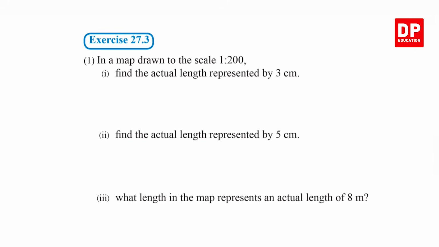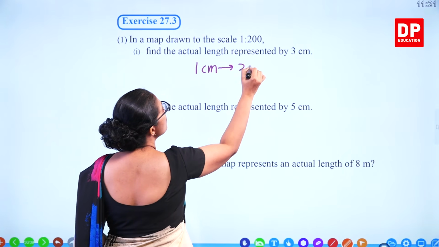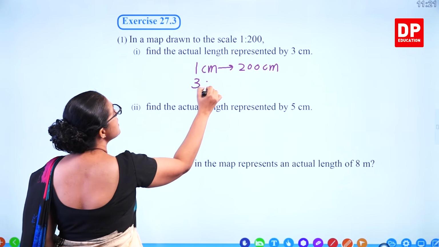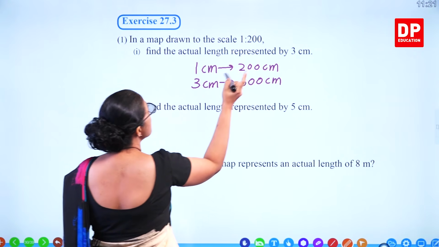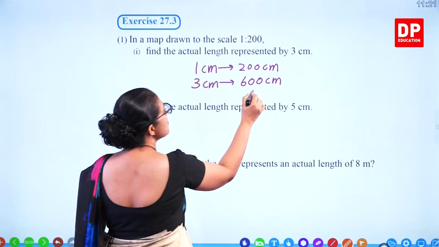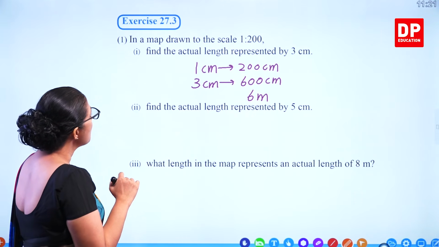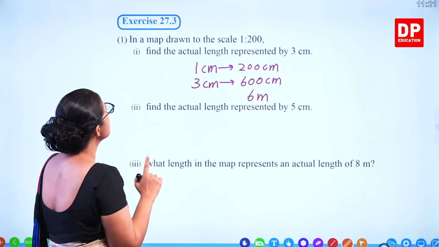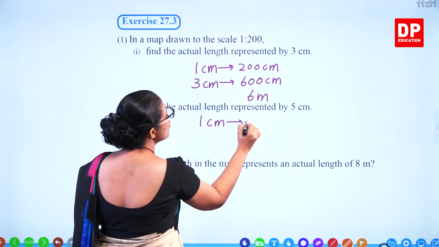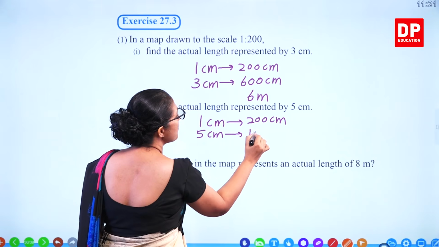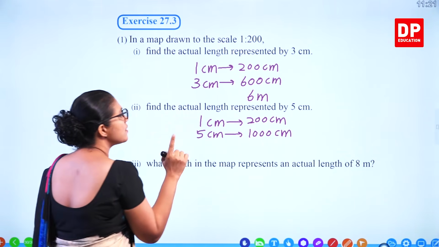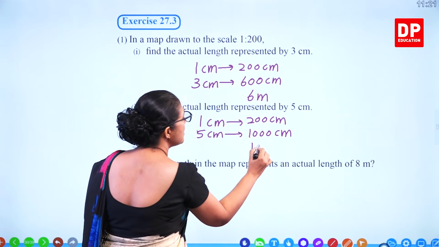Exercise 27.3. In a map drawn to the scale 1 to 200, find the actual length represented by 3 centimeters. 1 centimeter represents 200 centimeters. What about 3 centimeters? Multiply by 3. 3 times 2, 600 centimeters. Or you can convert to meters and write 6 meters. Find the actual length represented by 5 centimeters. So 1 centimeter is 200 centimeters. 5 centimeters means multiply by 5, 1,000 centimeters. So divide by 100, you get 10 meters.